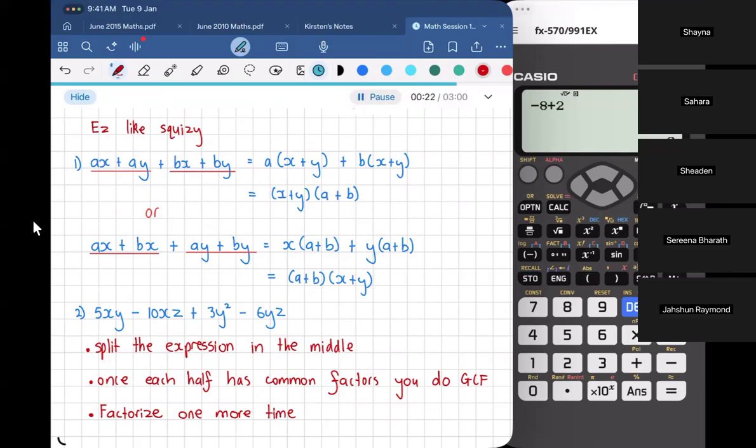Yeah. So the method I came up with is essentially inspired from the AC method. Once we deal with quadratics where the coefficient for x squared is more than 1, then I would advise using the AC method. So when we do quadratics, I'll explain the AC method a bit more in detail.